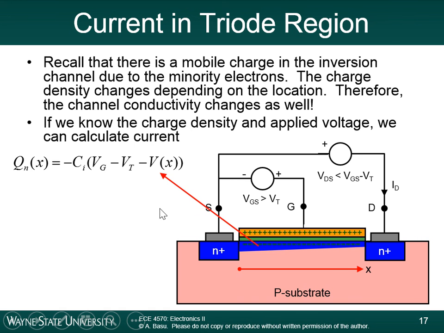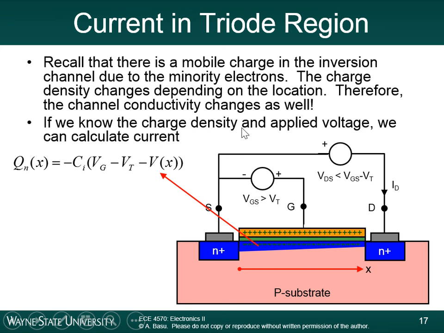Okay, so now we're going to derive the IV characteristic of a MOSFET, and we're going to do it mathematically. There's going to be some integrals involved, but we're going to go from first principles. First, recall that there's a mobile charge in the inversion channel due to minority electrons. We're basically talking about these minority electrons here in the channel.